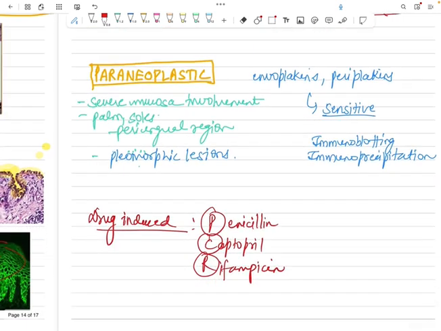Then you can remember paraneoplastic pemphigus. Paraneoplastic pemphigus has plaquins basically. Plaquins will be the problem at your level, although multiple antigens are involved in paraneoplastic, but plaquins. And the most sensitive investigation for this is immunoblotting and immunoprecipitation.